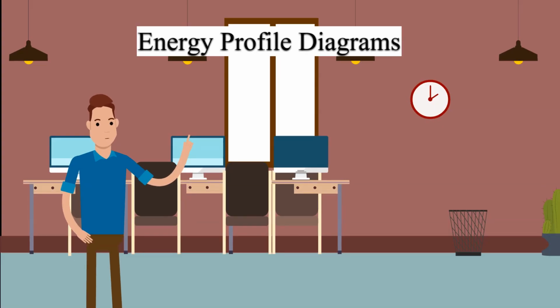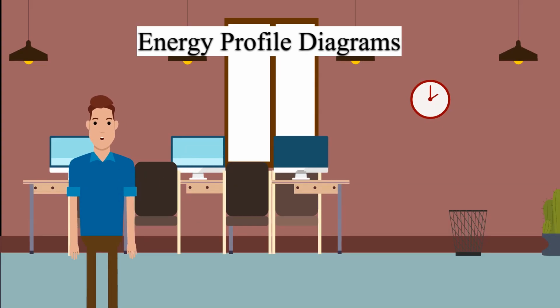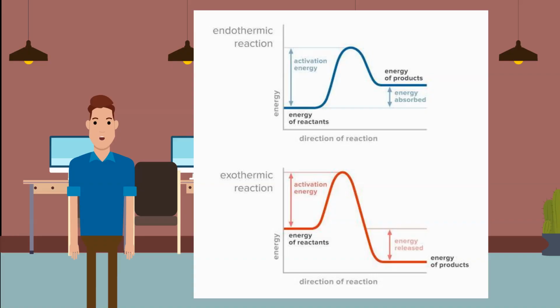We use energy profile diagrams to show how energy changes during a reaction. The key features you must label are as follows. Firstly, reactants and products. Secondly, activation energy is the minimum energy needed to start a reaction. Thirdly, delta H is the difference in energy between reactants and products. In an exothermic diagram, products are lower in energy. In an endothermic diagram, products are higher in energy. Exams love asking you to label these, so get used to drawing them neatly.